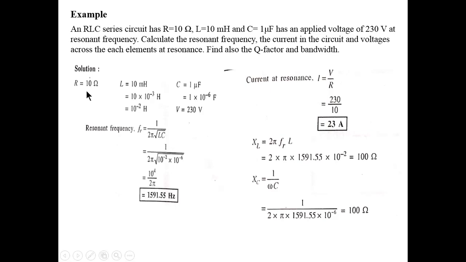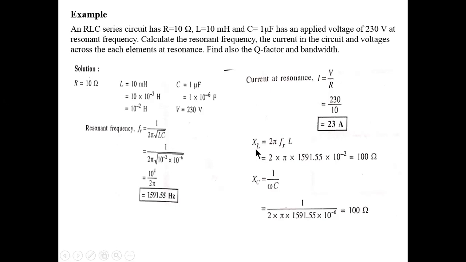In the given data, R is 10 ohm, L is 10 millihenry, so it can be written as 10 into 10 raised to minus 3 Henry, so 10 raised to minus 2 Henry. C is equal to 1 microfarad, so in farad, 1 into 10 raised to minus 6 farad. For resonance frequency, we know Fr is equal to 1 upon 2 pi root LC. By substituting the values, we get resonance frequency equal to 1591.55 Hertz. Now we know the current becomes maximum during resonance, so Imax is equal to V by R. By putting the values, we get 23 ampere.